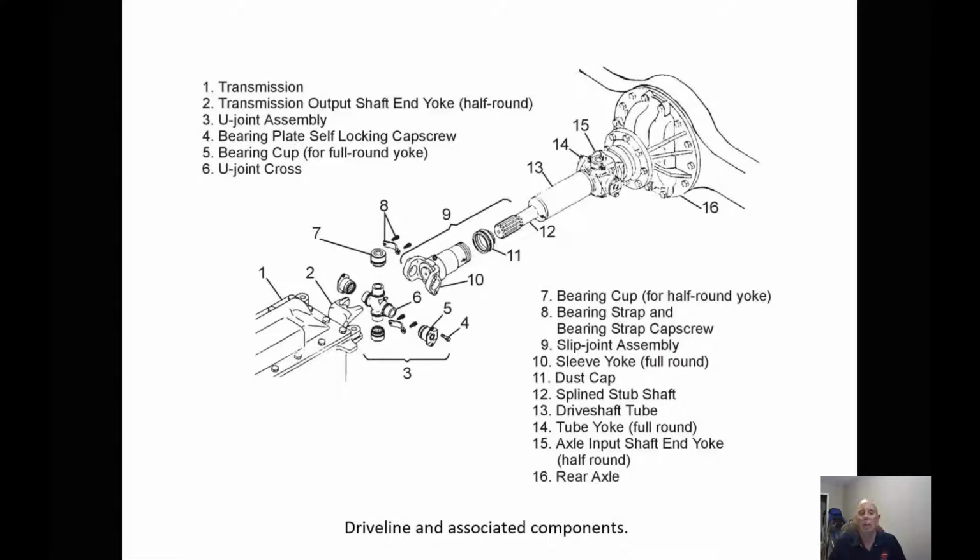Any time that we're pulling one of these apart, we're supposed to technically replace the straps on the half rounds with new ones. We don't want the cap to spin, so we've got to pay attention to that. Then when we take a look at the drive line itself, we have a slip yoke. The slip yoke's purpose is to allow the change of length of the drive line as the suspension is moving up and down. We need that length of that drive line to change.